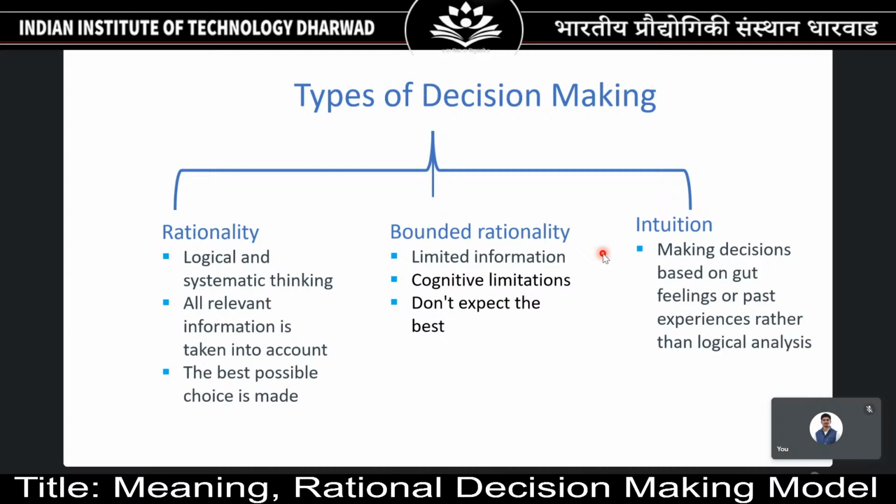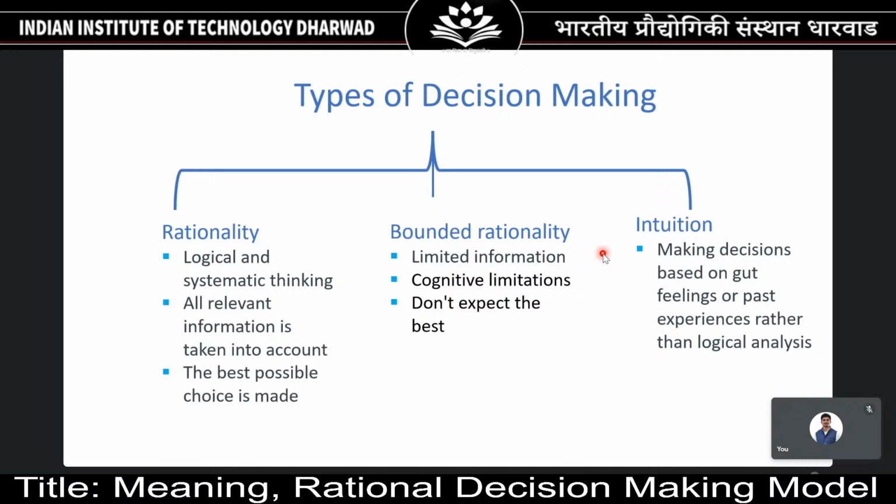Next is bounded rationality. Bounded rationality refers to the limitations of our ability to make fully rational decisions due to cognitive and emotional constraints. And the next one is intuition based decision making, which is whatever experience you get from your education, your past experiences, or from the heuristics from your family members' experiences, you apply whenever a crucial situation comes.